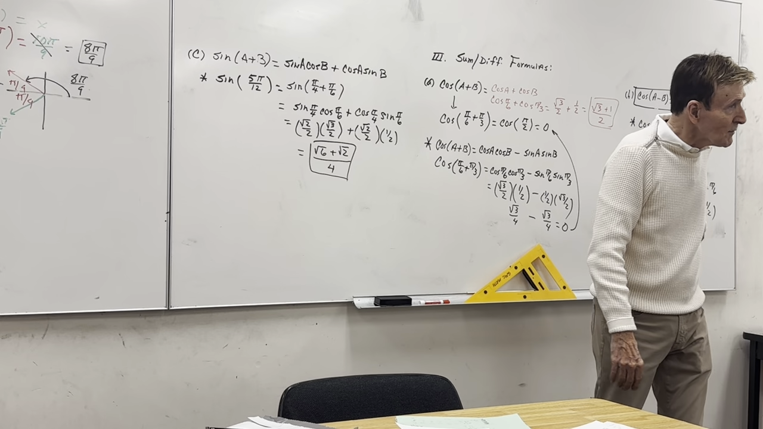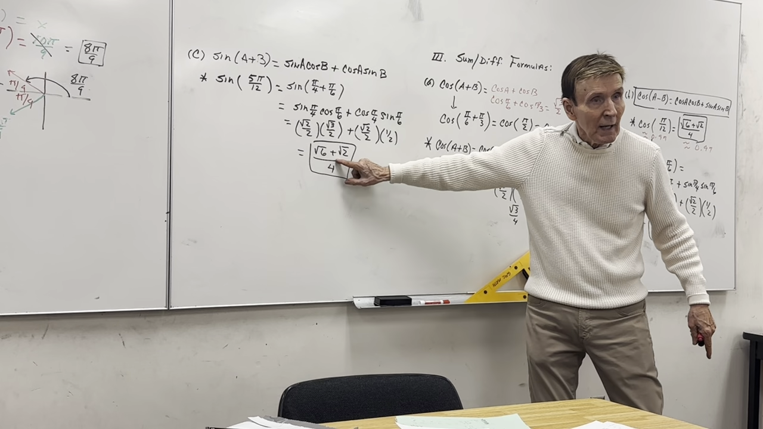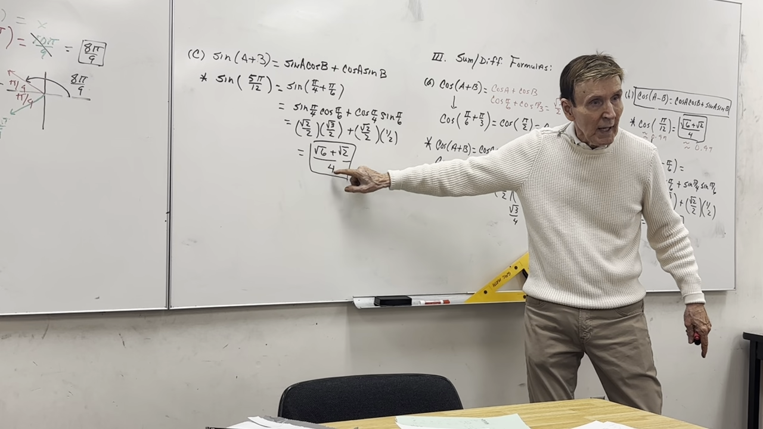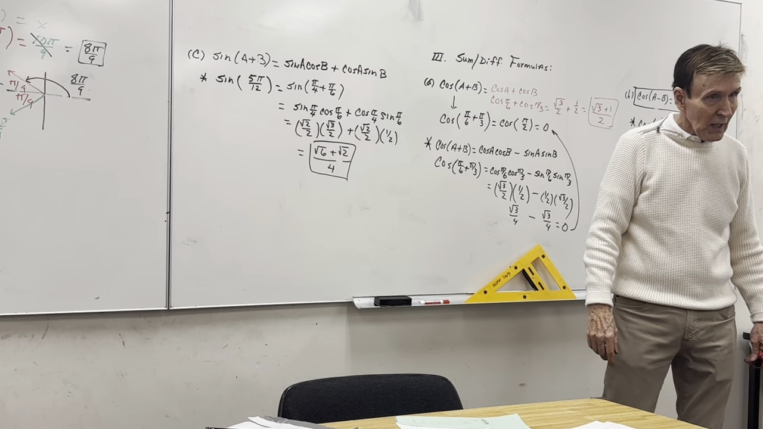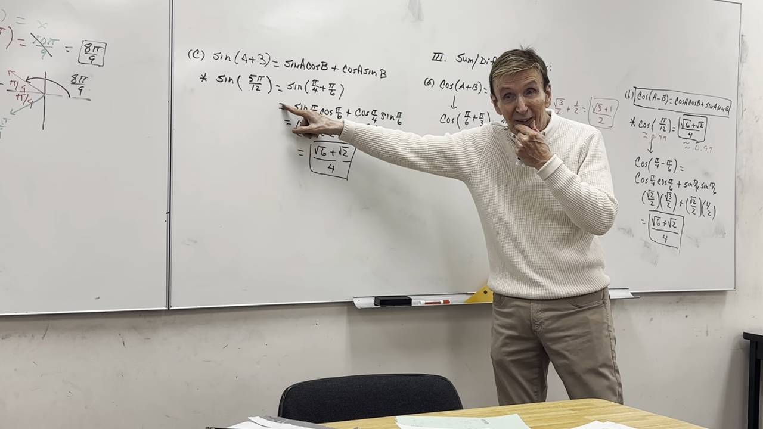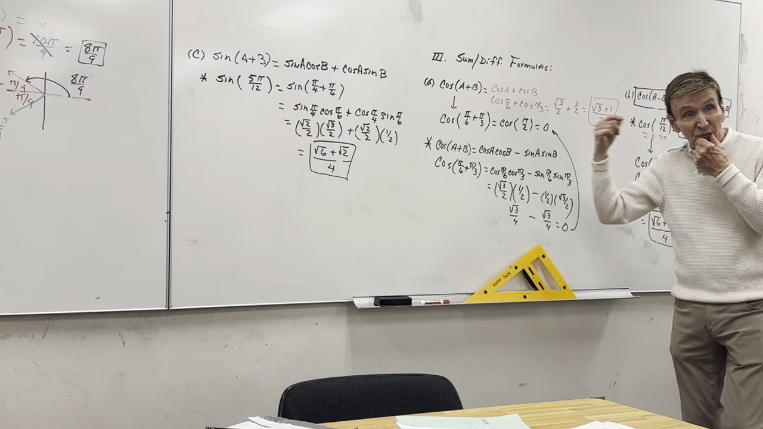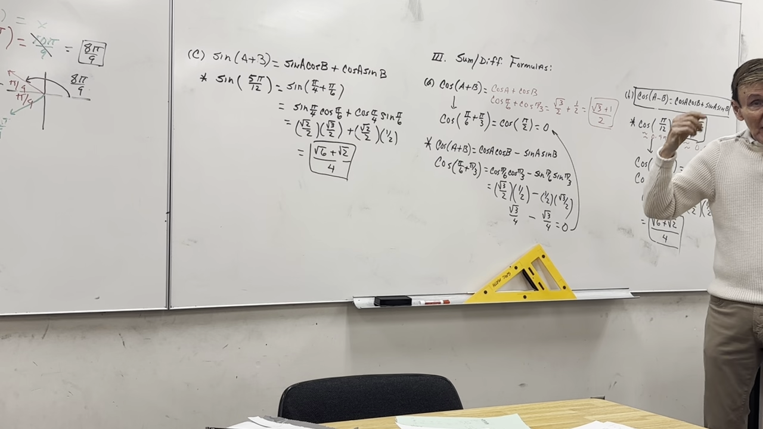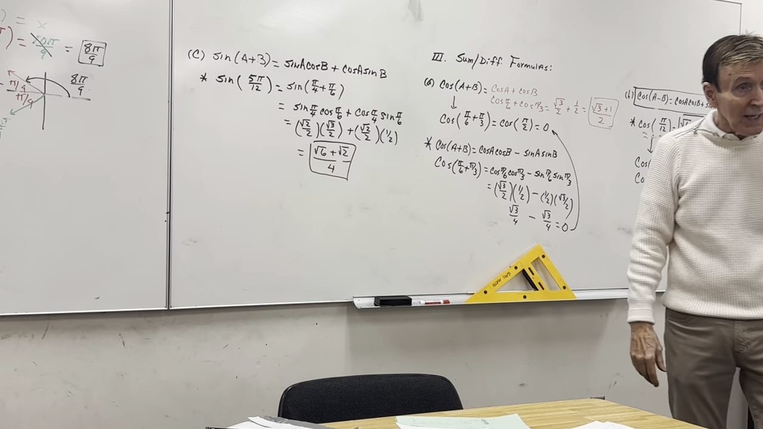Part A, I got that. Then part B, I got that. Oh, I must have made a mistake. And all of a sudden, you don't have a mistake. They are the same answer. But it's a different question. This is sine 75. This was a cosine 15. Someone's got to tell me, why are they the same?